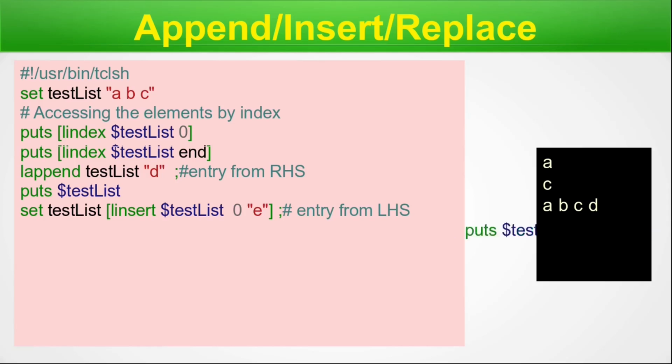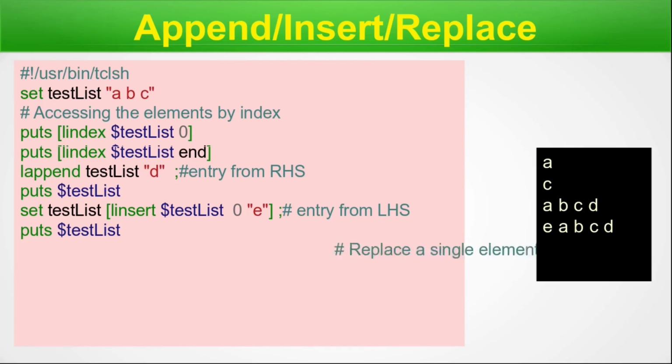Okay, so we echo it and we see that E has come at the beginning and the rest of the elements are after that. So for entry of an element from the right hand side we have to use L-append. For entry from the left hand side we have to use the L-insert. I have shown you both. Still, you can play with this L-insert in multiple ways, so you can do that at your end.